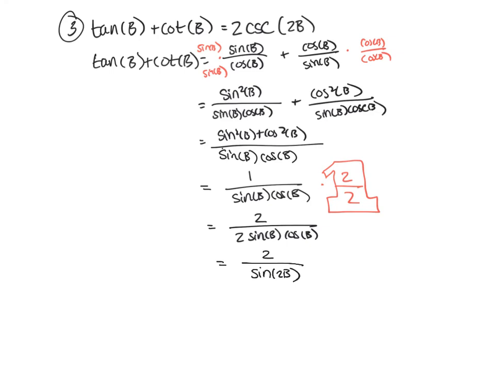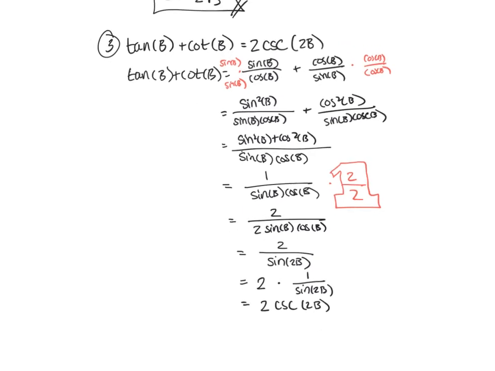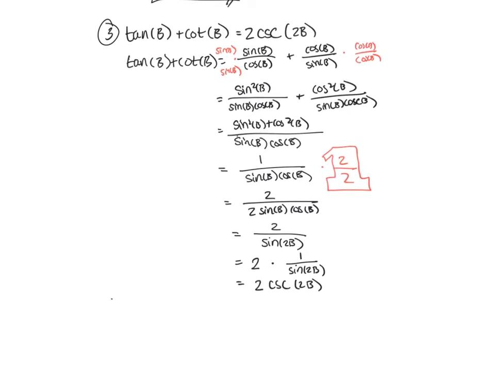And I'm actually going to split this up. You don't have to take this step, but I'm going to split this up just so I can see more clearly. So really 2 times 1 over sine of 2b. And 1 over sine, I know, is cosecant. So this is really 2 times cosecant of 2b, which is exactly what we wanted. I'm going to shorten that just a little bit. So we can say that therefore tangent of b plus cotangent of b is equal to 2 cosecant of 2b.